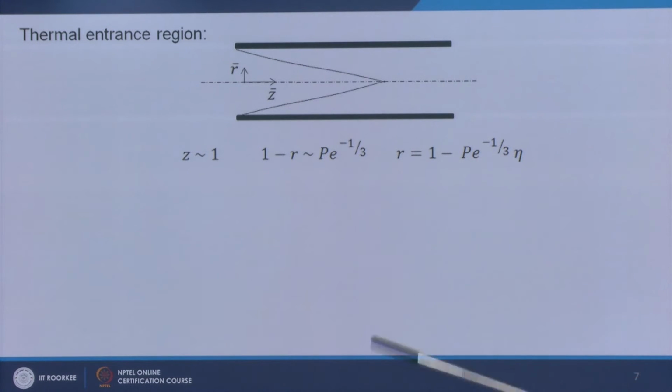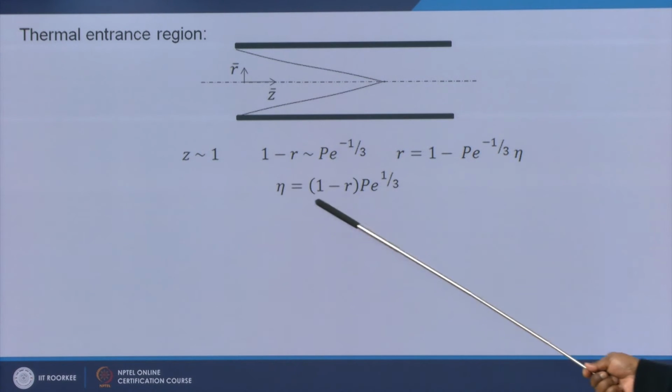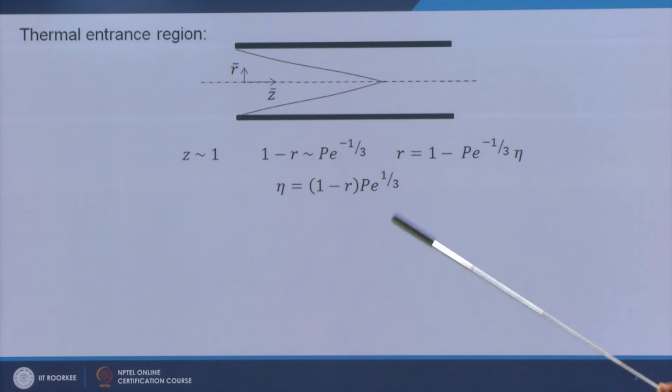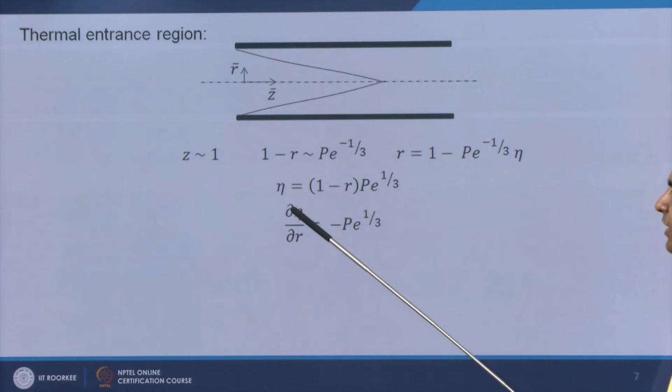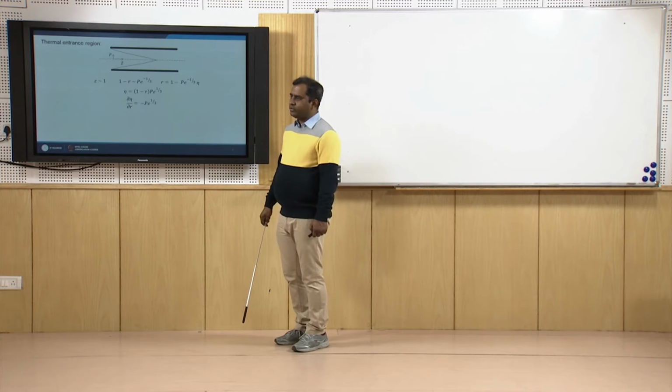Okay, and let us take the similarity variable eta in this fashion. Eta is nothing but Peclet number to the power 1/3 into 1 minus r. Okay, so r becomes 1 minus Peclet number to the power minus 1/3 into eta. So eta is our similarity variable. Here I have clearly shown what the variable eta is. So if we take it so, then quickly we can try to find the derivatives of theta, which will be useful for finding the derivatives of temperature, theta.